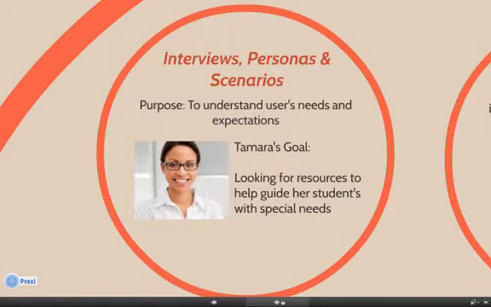The personas and scenarios also helped us approximate the average user of the website and the circumstance of its use. Take, for example, Tamara. Tamara is a special needs teacher. She has 14 years of experience, and she helps students with learning disabilities and other special needs. She's familiar with the IEP process and legal requirements, but still needs to consult special education resources from time to time.